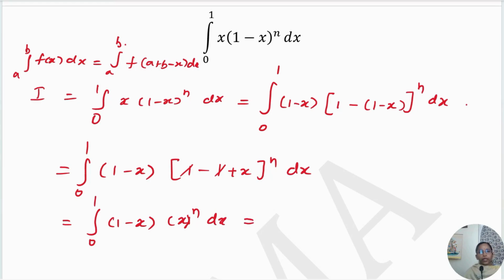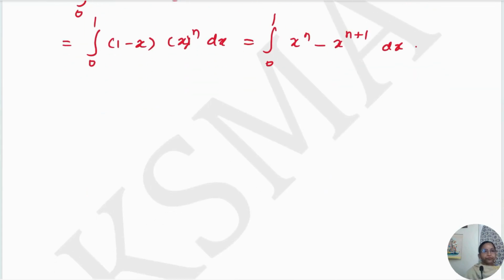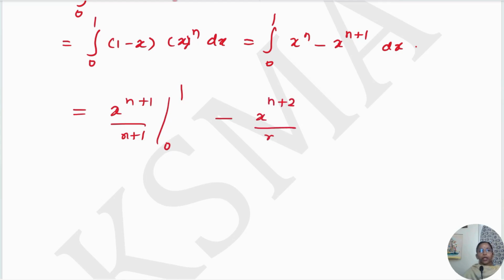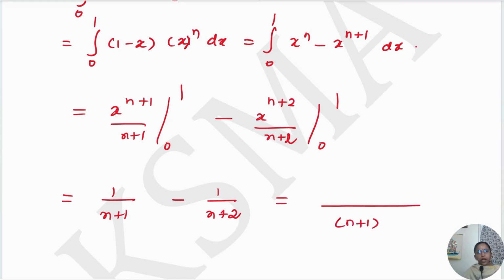Now you take your x to the power inside. So 0 to 1, x to the power n minus x to the power n plus 1 dx. Now apply your power rule here. So x power n plus 1 divided by n plus 1 with the limit 0 to 1, and the second term, minus x to the power n plus 2 divided by n plus 2 with the limit 0 to 1. Now applying your limit here, 1 divided by n plus 1 minus 1 divided by n plus 2 we are getting. Or if we take LCM n plus 1 into n plus 2, then the numerator value will be equal to 1. So this is our final answer.